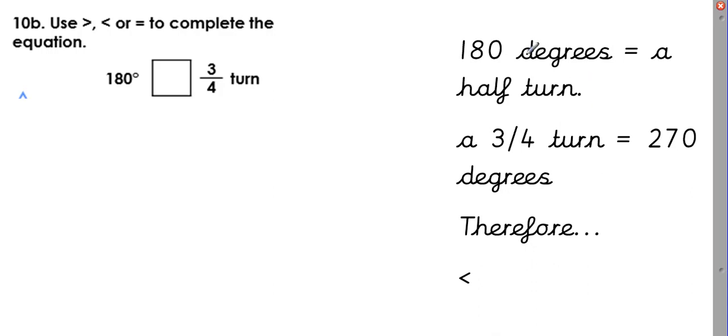So 180 degrees is equal to a half turn. A 3/4 turn is 270 degrees. Okay, so if we look at them in degrees now, we can see clearly that 270 degrees is larger than 180 degrees, therefore it should be this symbol here. Well done if you got that one correct.